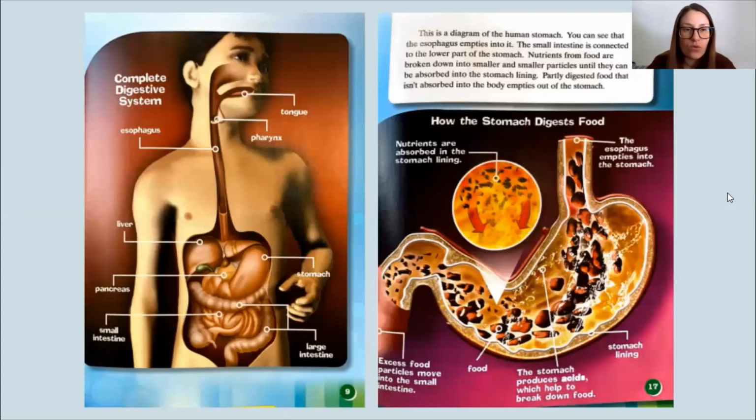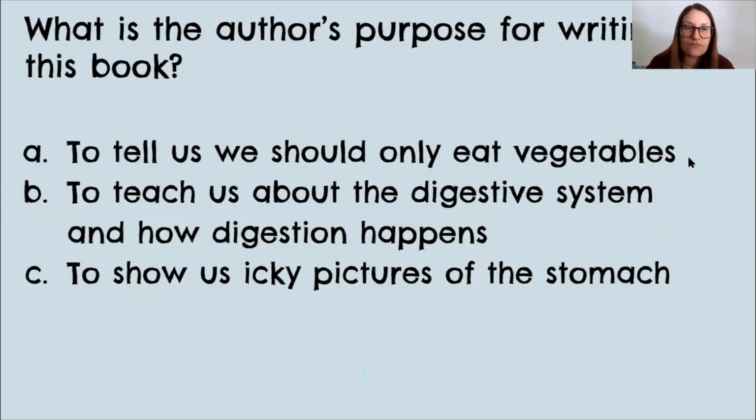Oh, look, here's some more information. There's lots of graphics or visuals in this nonfiction text that can really help us figure out why we are reading this text. What is it supposed to provide for us? So I'm looking at a picture of a person and all of the parts of the digestive system are labeled. And then here it says this is a diagram of the human stomach, how the stomach digests food.